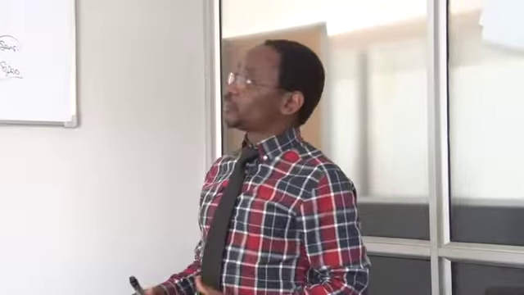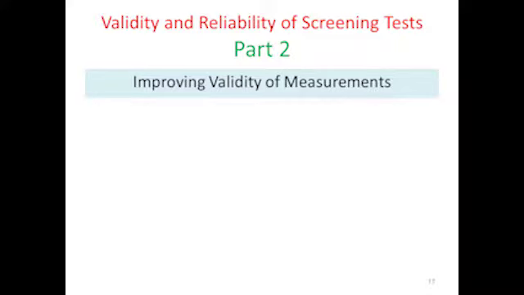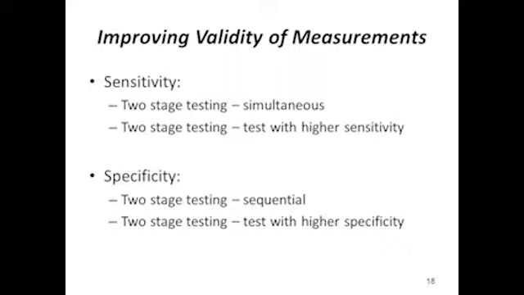Part, we shall talk about strategies that we can use to improve the validity of measurements. Now, first, looking at sensitivity. We can improve sensitivity of a test in two ways. Either we do two-stage testing, but the two-stage testing should be simultaneous, and I'll come back to that. Or we can do two-stage testing, but the second test is a test with a higher sensitivity.